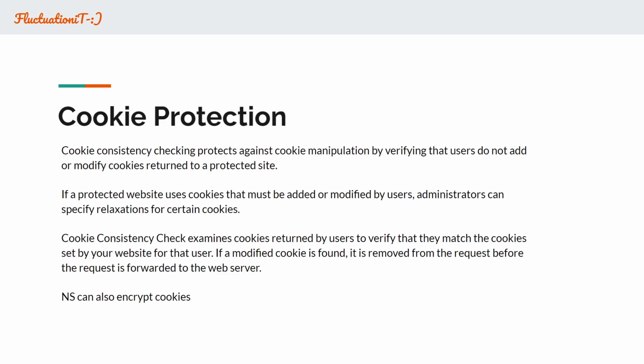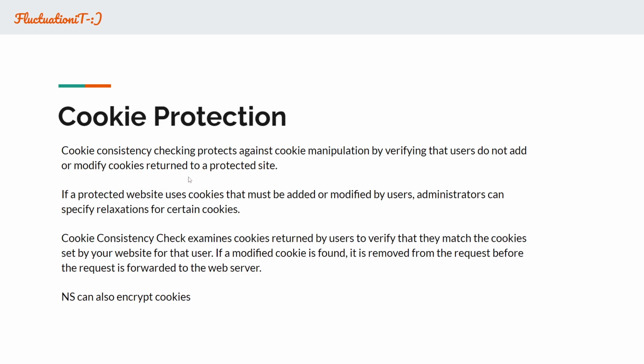So the other one is cookie protection. Cookie protection is a big problem also, because with cookie protection, you can try to find a solution. So what is a cookie? Cookie consistency checking protects against cookie manipulation by verifying that users do not add or modify cookies returned to a protected site. My best solution is to do encryption, of course.